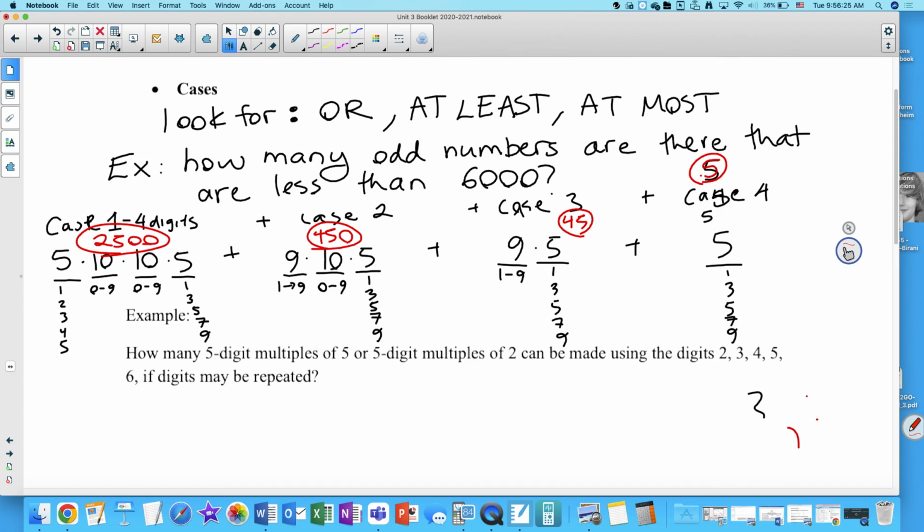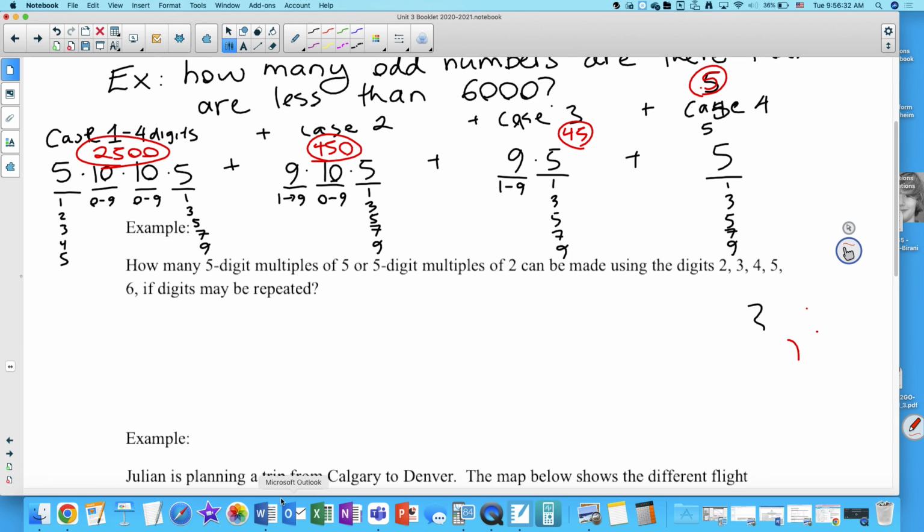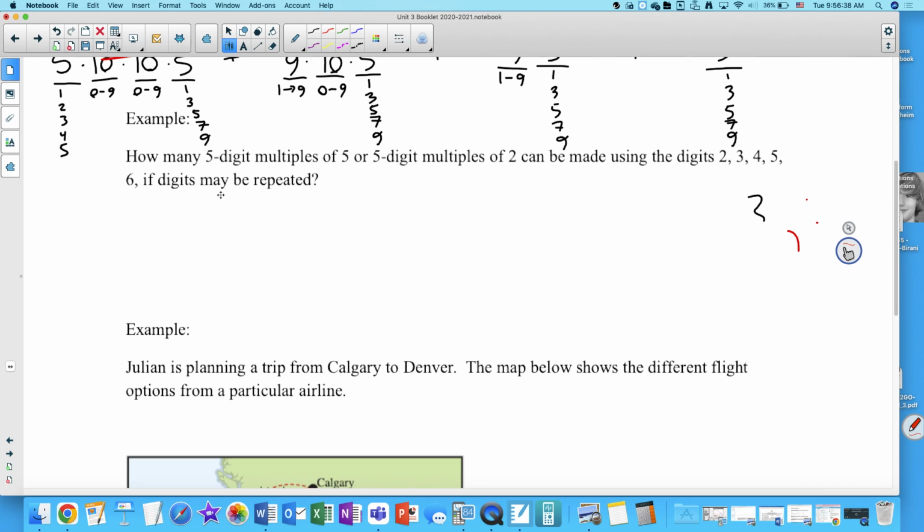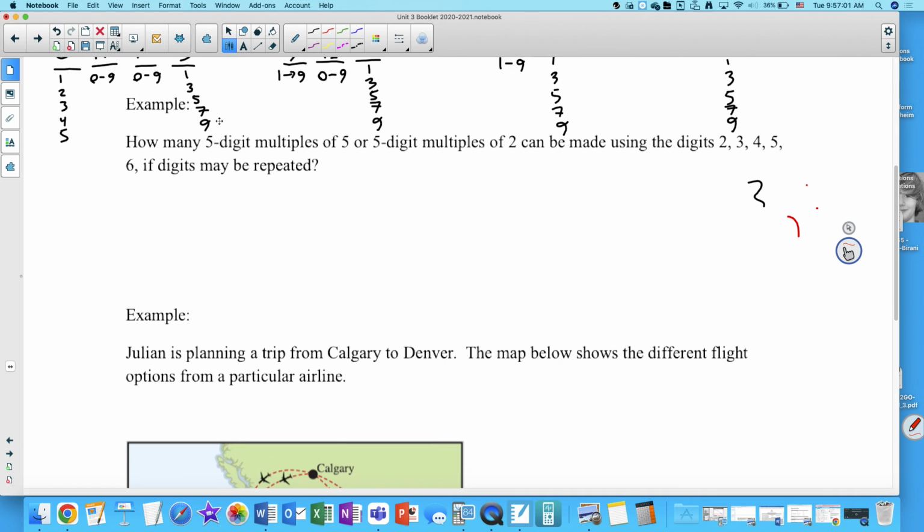All right. So we already sort of talked about this type of problem, but let's just do this one quickly. How many 5-digit multiples of 5 or 5-digit multiples of 2 can be made using the digits 2, 3, 4, 5, and 6 if the digits may be repeated? Okay. So firstly, we are making a 5-digit number. It's either a multiple of 5 or a multiple of 2. So I would set up, as I did in the first problem, what are my cases, right?